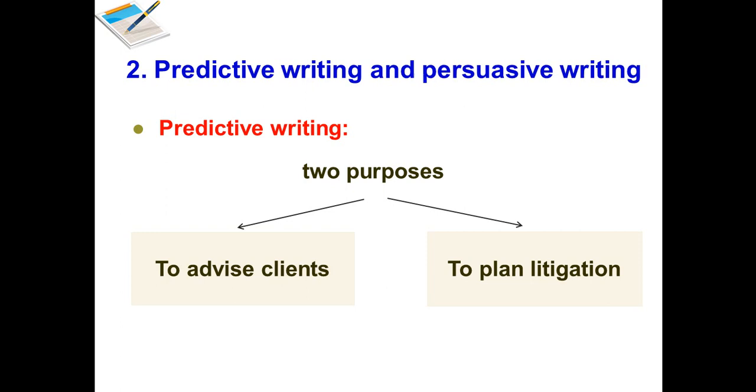So the second kind of writing that you provide to your client Bob is the letter to plan litigations. So you see, predictive writing just predicts the outcome of Bob's issues, and predicts the process, the steps of litigation if Bob brings his case to the court. So these are the cases and purposes where predictive writing is used.